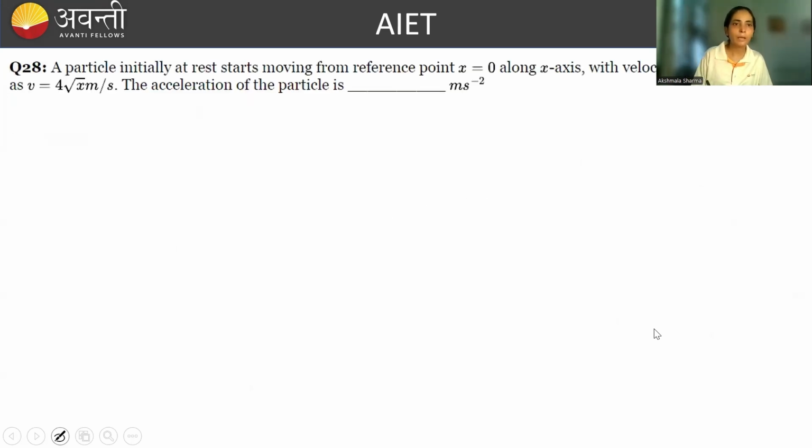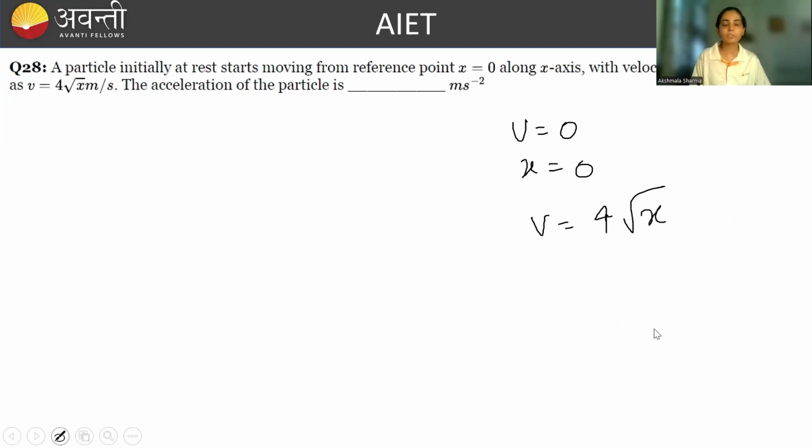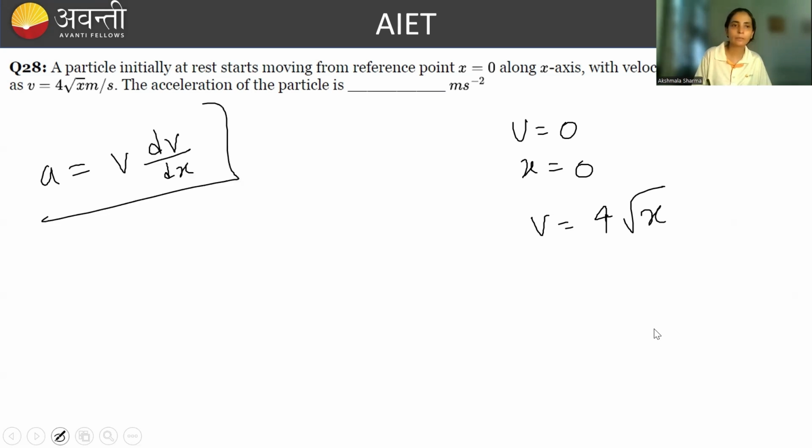Let's read the question. A particle initially at rest starts moving from reference point x equal to 0. Initially, its speed is 0. It is at x equal to 0 with velocity v that varies as 4 root under x. The acceleration of the particle. So velocity as a function of x is given. Acceleration we need to calculate. We already know that acceleration is also written as v dv by dx. This is also a formula.